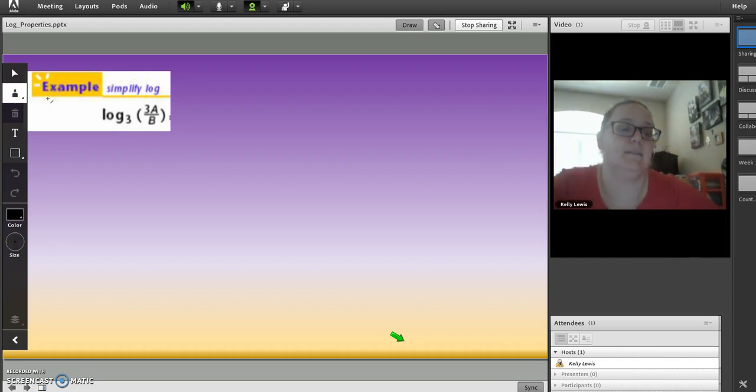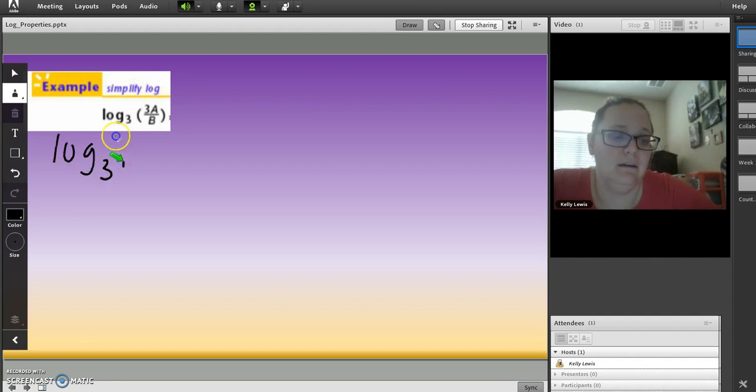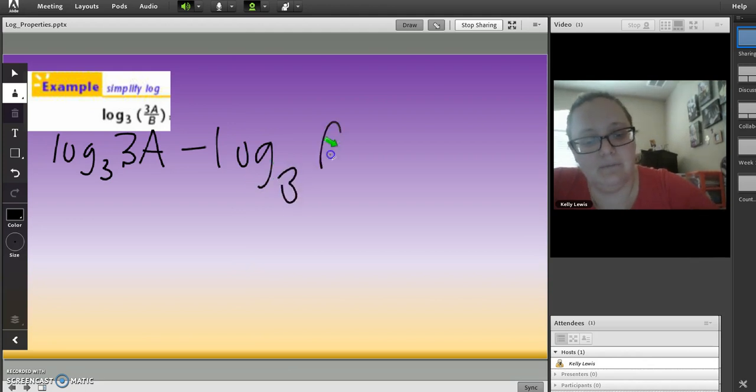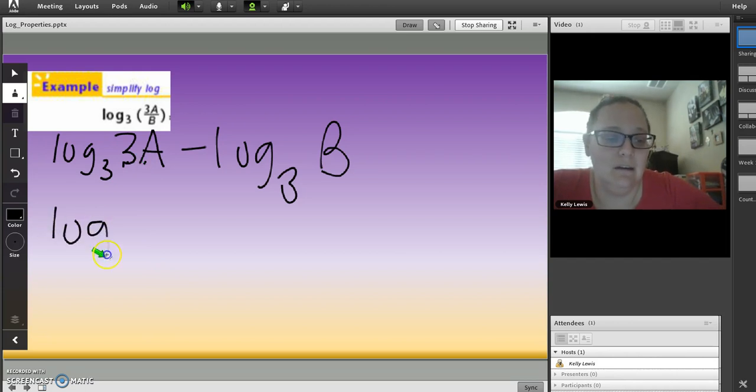Right, this means log base 3 of 3a minus log base 3 of b. I did minus because of the division. And then we have this 3 being multiplied by the a. A multiplication means add.